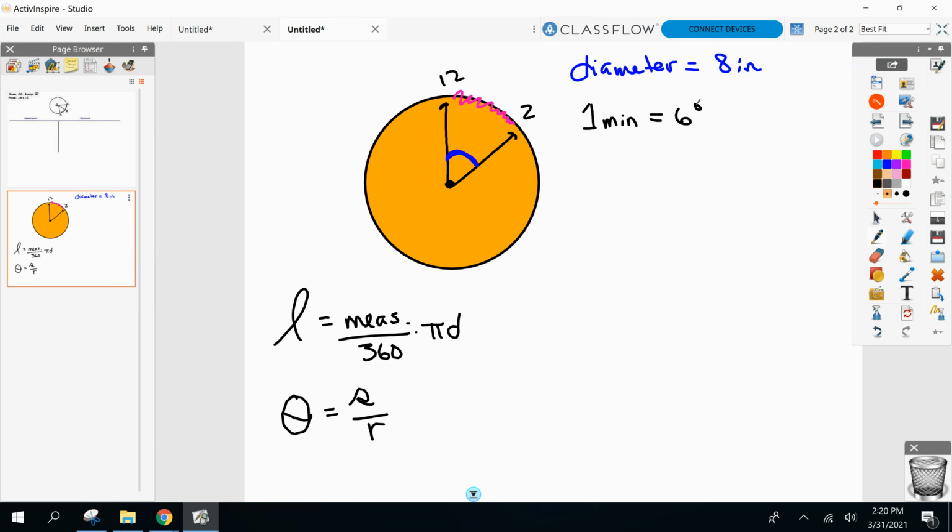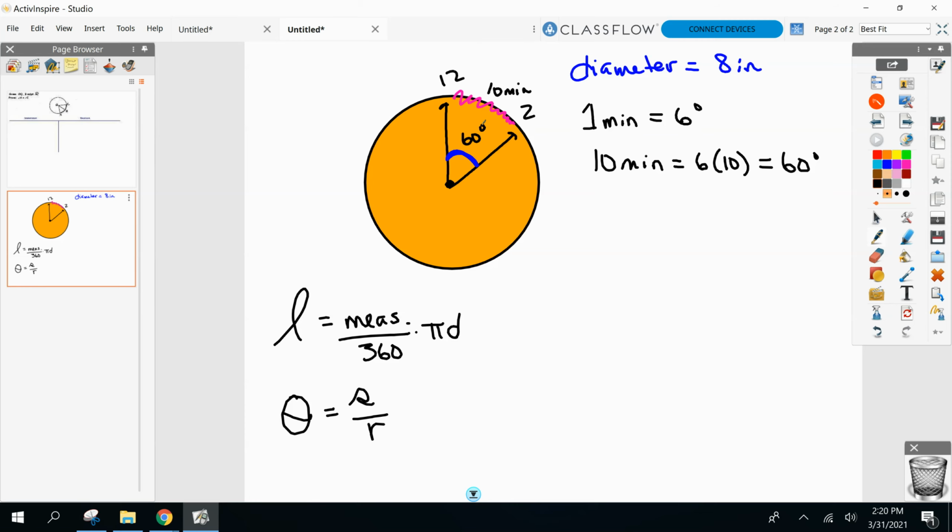Well, how many minutes am I going here, guys? From 12 to 2, how many minutes am I going? 10 minutes, right? 10 minutes. This whole space here represents 10 minutes. So I say, all right, 10 minutes. I would take 6 times 10 now. So that's a 60-degree angle. All right, 60 degrees. So now you have a choice.